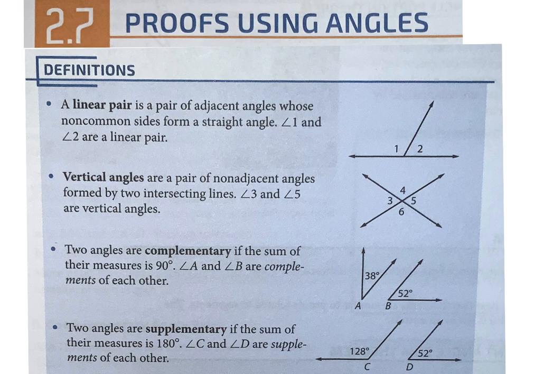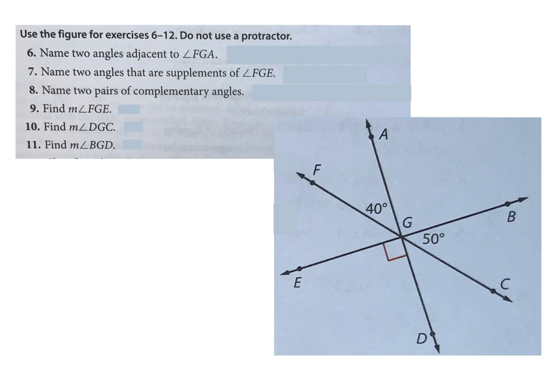All right. So we're going to flip over to page 92 just to look at some examples of these. They have this figure here, and they want us to name two adjacent angles. Adjacent means that they are side by side and they share a side. So if we were looking for adjacent angles, there's several examples here.